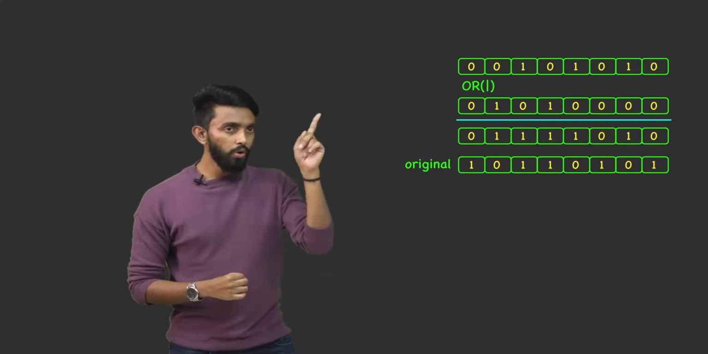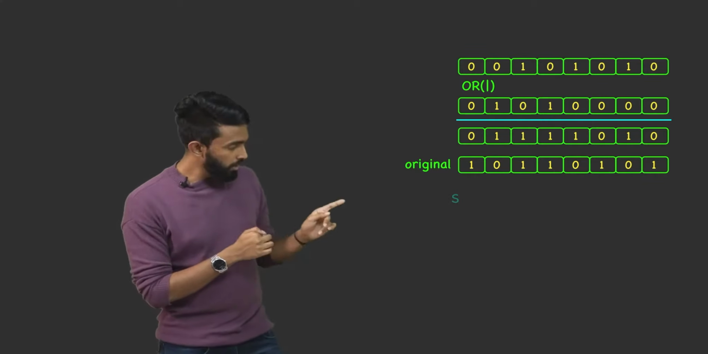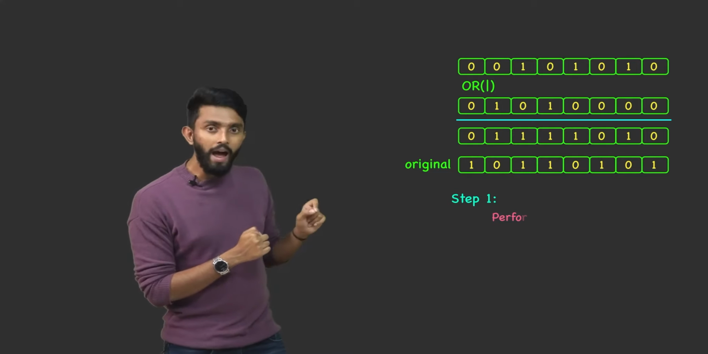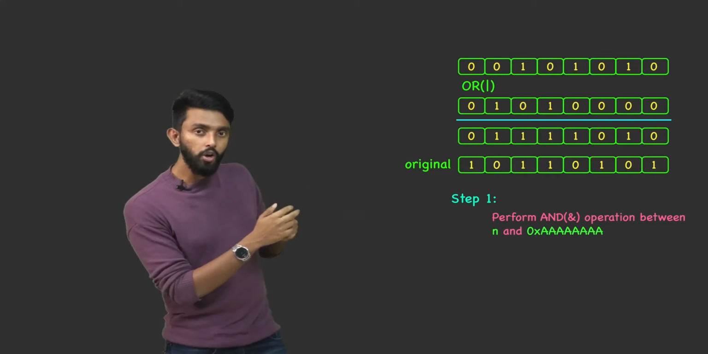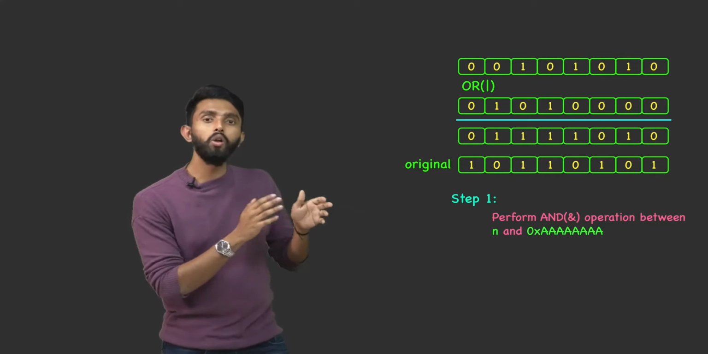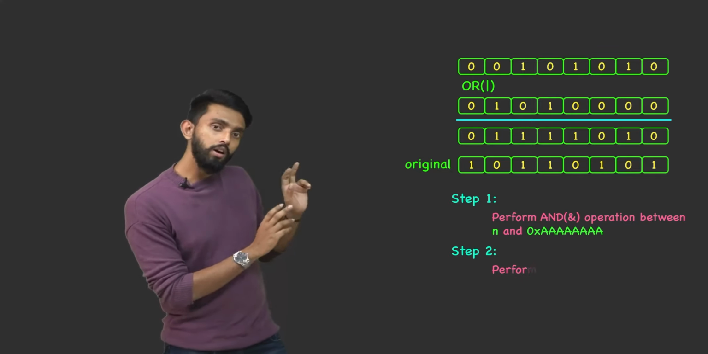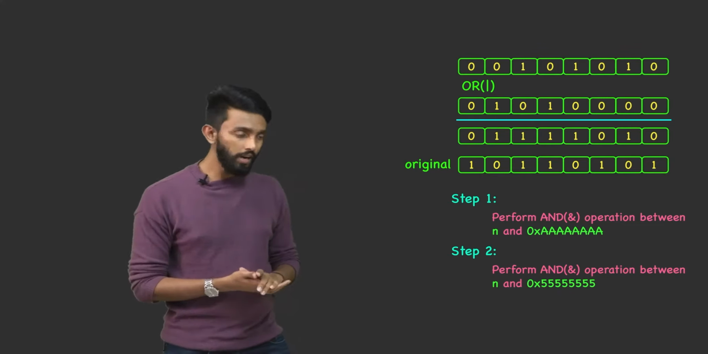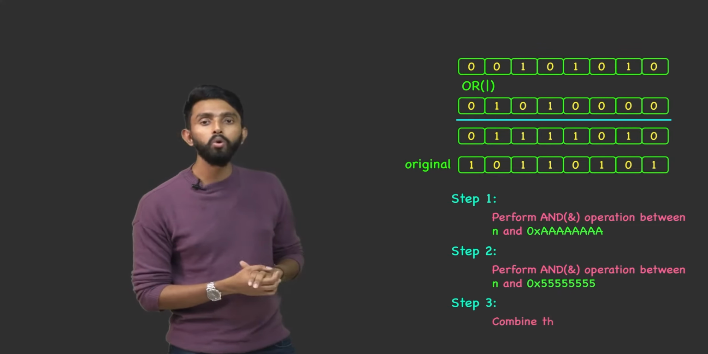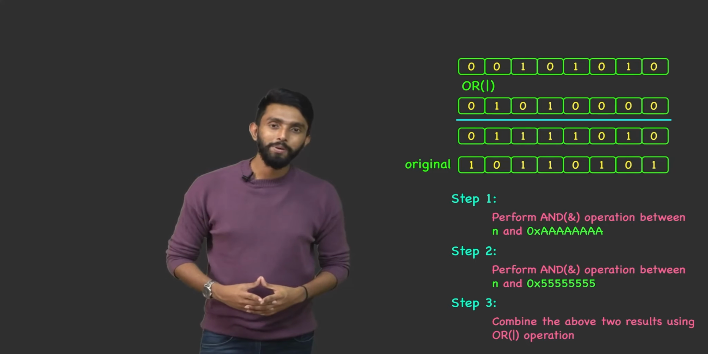So what should you do? Take your original number, right? So I'm writing the 3 steps you have to do. Step number 1, perform an AND operation, so N AND 0x followed by 8 a's, right? Second is do an AND operation between N and 0x followed by 8 5s, right? Third one is combine the above 2 results using OR operation. You would have successfully swapped it. Really, will this happen? Let's write code and explore.